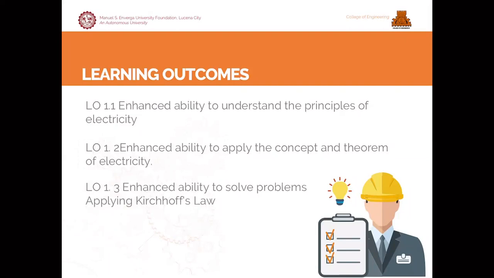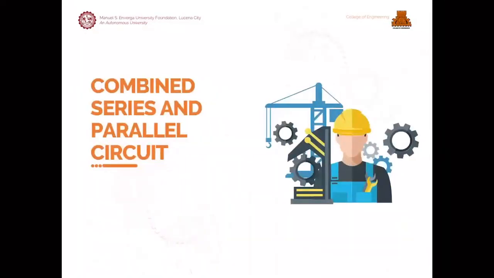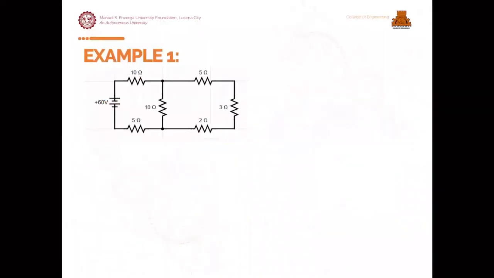Pero before that, balikan muna natin yung binigay kong parang practice problem with regards sa combined series and parallel circuit. Okay? So ito yung first one. So discuss ko na kung paano i-solve or combined series and parallel na circuit. So ito yung first example natin. So dinrawing ko na din siya. So we have a 60 volt battery, then connected 10 ohms dito. Then we have yung 5, 3, and 2 ohms.